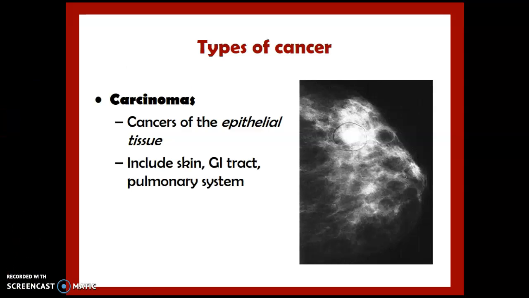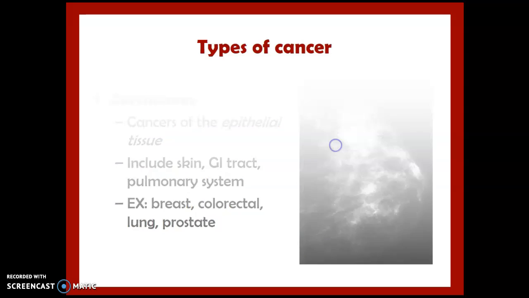So places where carcinomas appear include the skin, the GI tract, and the pulmonary system, and also in the breast, right? This is an example of breast cancer. And the previous example, when I showed you guys that ductal carcinoma in a cancer patient, that is a carcinoma, right? Ductal carcinoma of the milk ducts in the mammary glands. So examples of carcinomas include breast cancer, colorectal cancer, lung cancer, and prostate cancer.